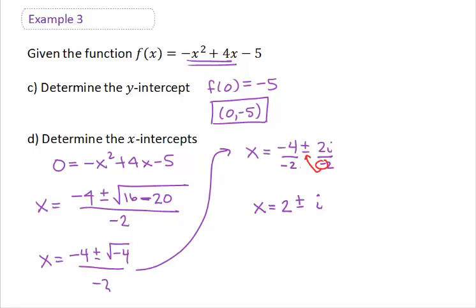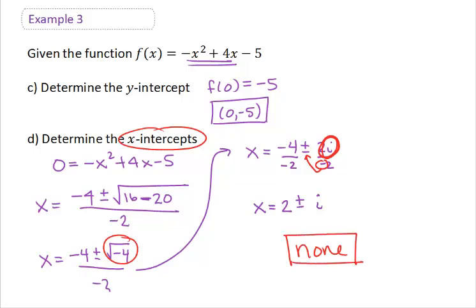So I could have stopped this example back here. As soon as I figured out that I was going to get an i, I did not need to continue on farther. If you ever get i in an answer when you're trying to come up with ordered pairs of any kind, not just x-intercepts, but all kinds, that means that they don't exist. So our answer to coming up with the x-intercepts is going to be none. We do not have any x-intercepts because they are imaginary or pretend.